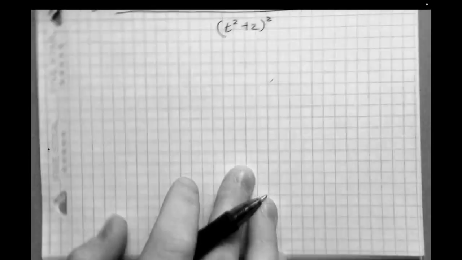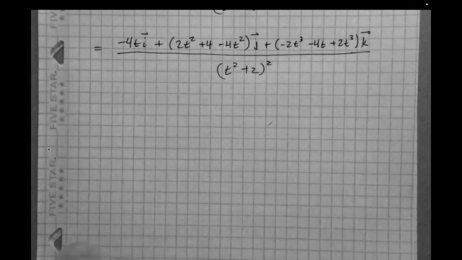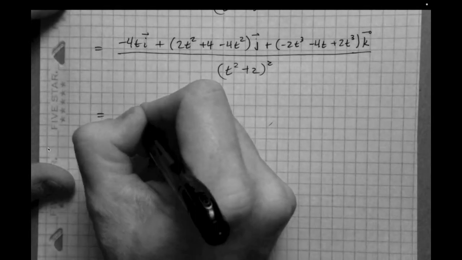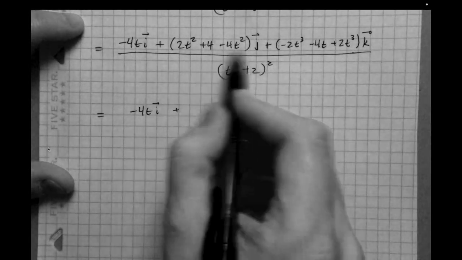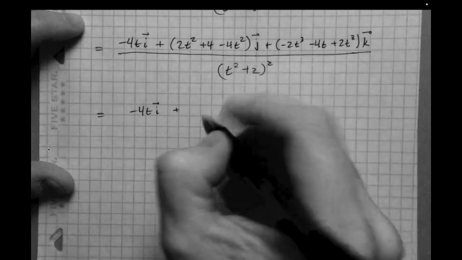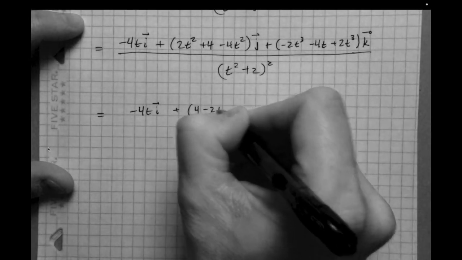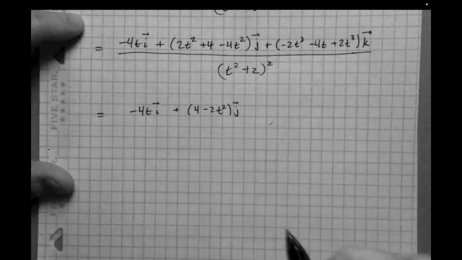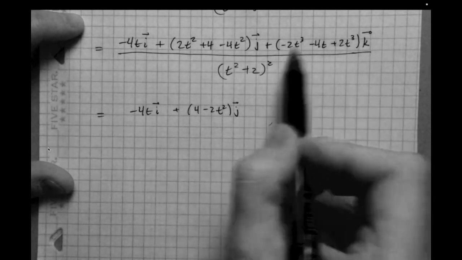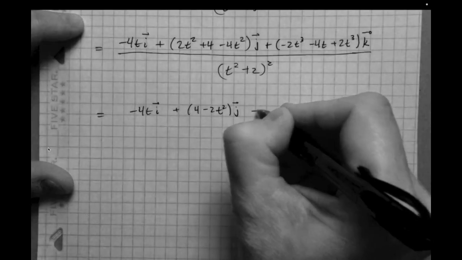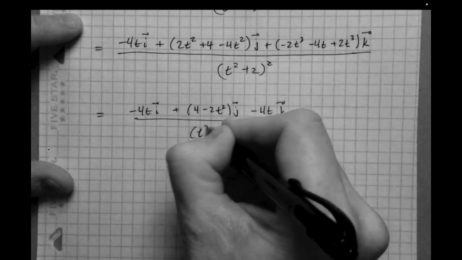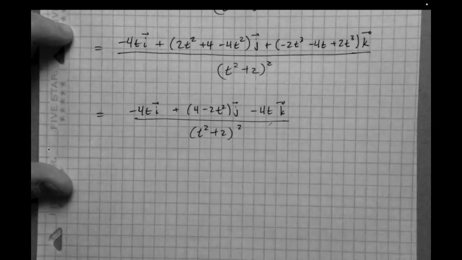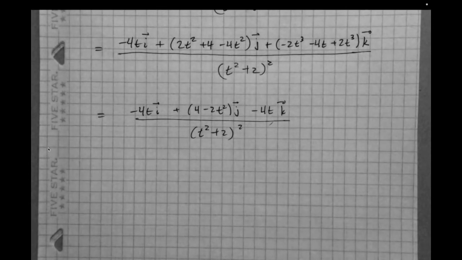All right, so now can we simplify this down? Of course, a lot of that stuff's going to drop out. And so we get negative 4ti plus, and then this thing here can simplify down to (4 minus 2t squared)j. And then these two cancel out, and you're just left with minus 4tk, all over (t squared plus 2) quantity squared. Okay. All right. So this is the derivative.